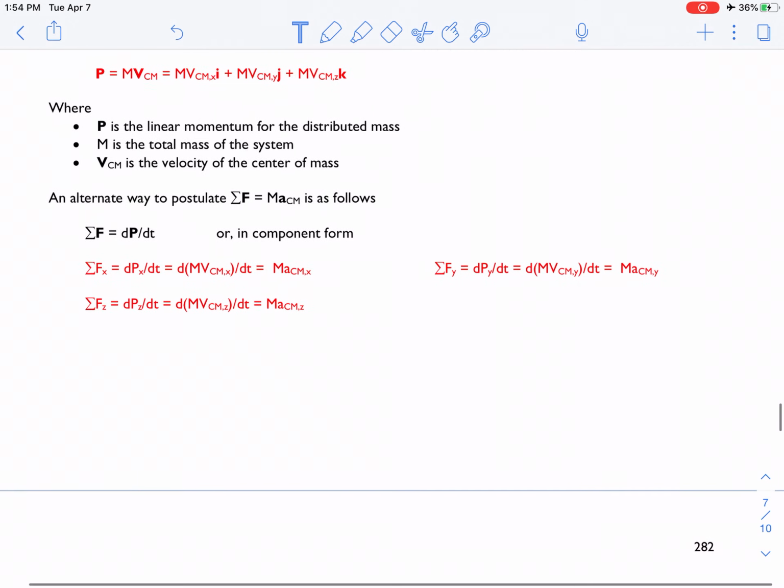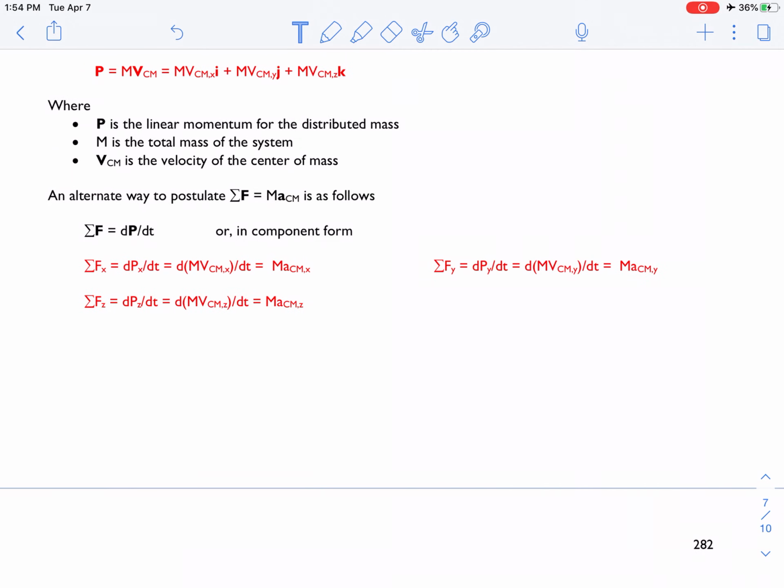So another way of postulating sum of F equals M a center of mass is simply saying that instead of ma, we have dP over dt, but again, this P is capital because it's for the non-particle object. And in component form, again, you can split it in three. You just have to pay attention to labeling. Put the x's for the vectors.